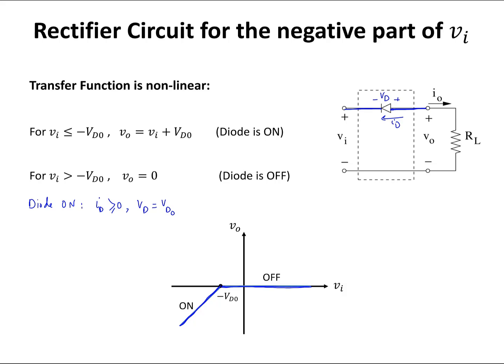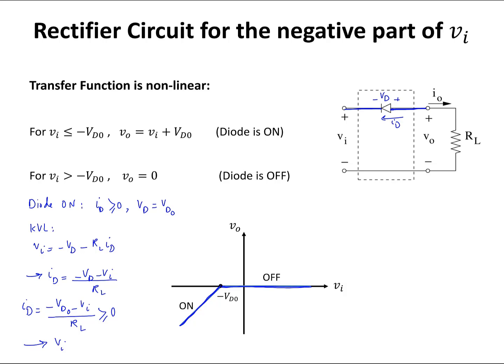I can write KVL in this circuit, and KVL is going to tell me that Vi equals negative VD minus RL times ID, the way that I labeled the direction of the diode current. From there, ID is equal to (negative VD minus Vi) divided by RL. Also, I know that VD is equal to VD0 when the diode is on, so it's going to be (negative VD0 minus Vi) divided by RL. This is going to be greater than or equal to 0.